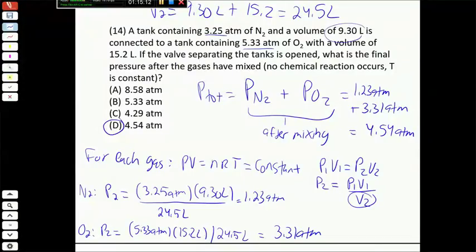Okay, I don't think I did a homework or a question like this in class. You may have seen it on the homework, and this is how we would approach something like this when we're mixing two gases together. Is there a question in the back?